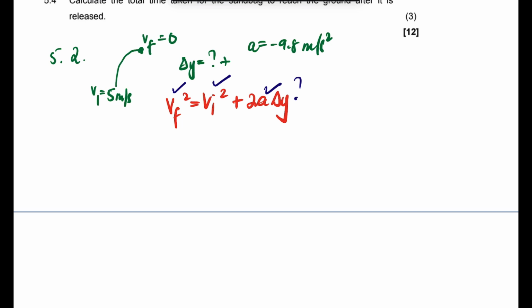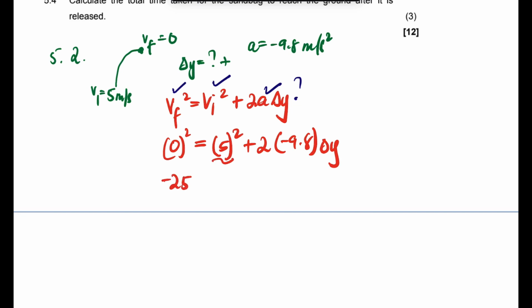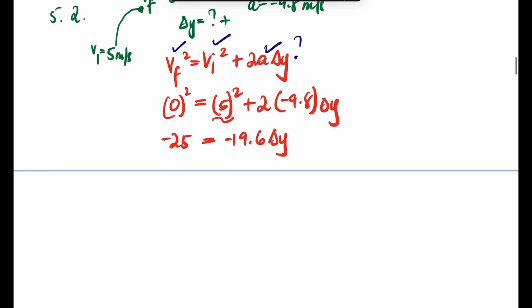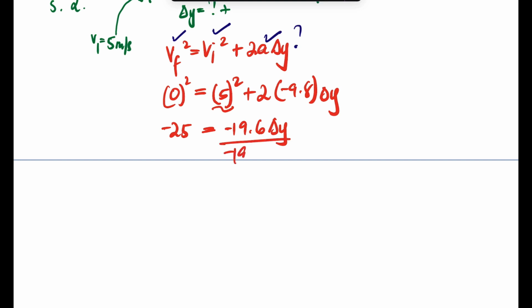So let's substitute. The final velocity is 0 squared, initial is positive 5 squared, plus 2a, the acceleration is negative 9.8, change in y. So we are anticipating a displacement that is positive. So it's going to be negative 25 if you take the 5 to that side, and then it's going to be negative 19.6 change in y, and then we divide by 19.6 both sides, and then your change in y, if you punch that in the calculator, you get 1.28 meter.